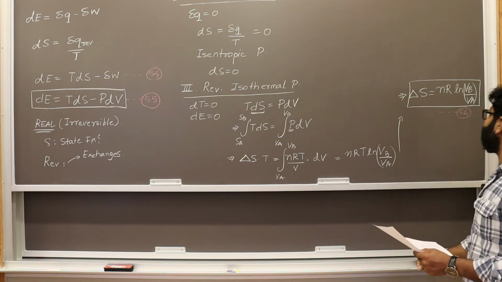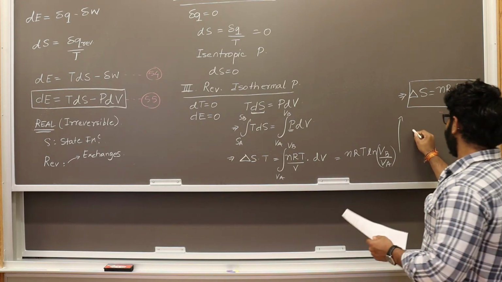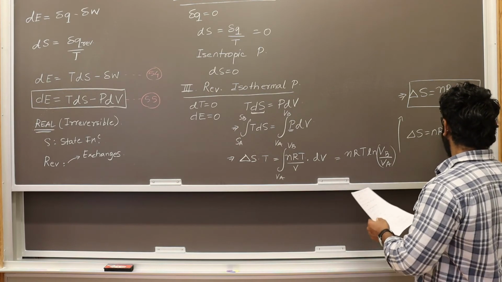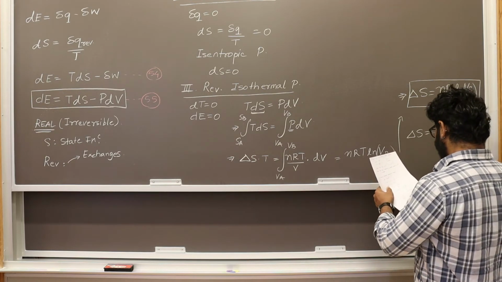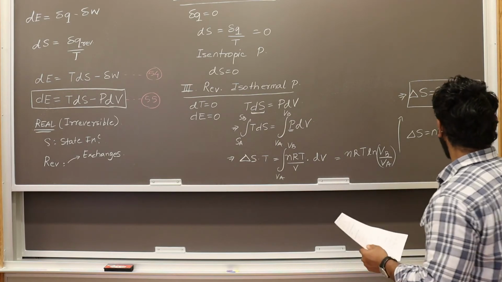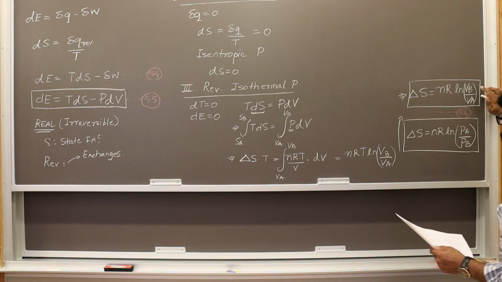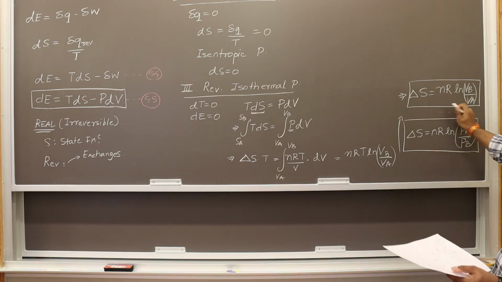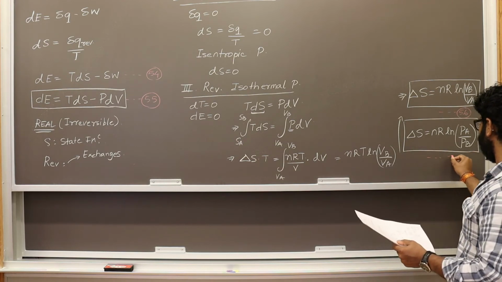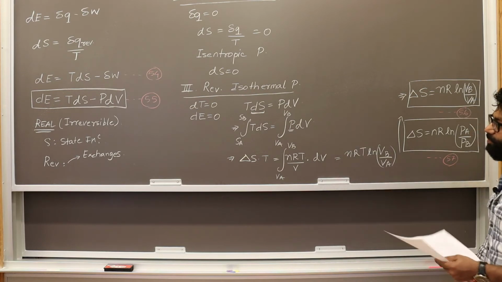56. Now you also know that P1V1 is equal to P2V2. So PV is a constant. So we can also write this in terms of pressure as nR ln PA by PB. Okay. So if you want to calculate the entropy change in terms of volume, if volume is given, you can calculate the amount of entropy change. If pressure is given, you can also calculate the amount of entropy change. This is for a reversible isothermal process.